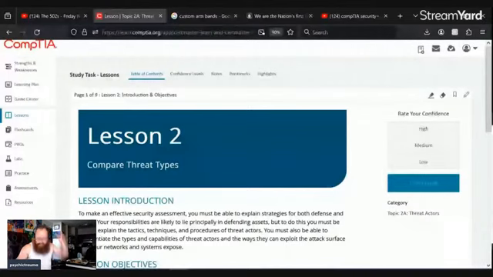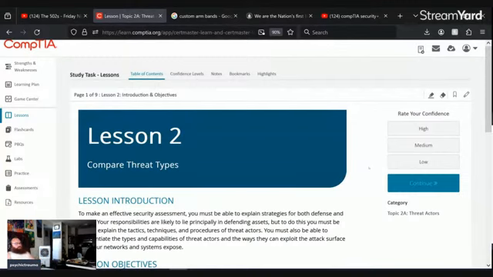Here we are, lesson 2. Present. Share screen. Select screen. Lesson 2, topic 2A, threat actors. Okay. Lesson 2, compare threat types.